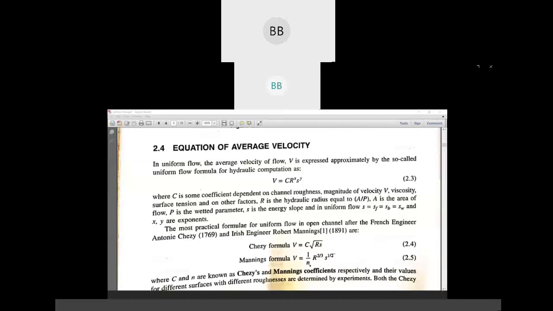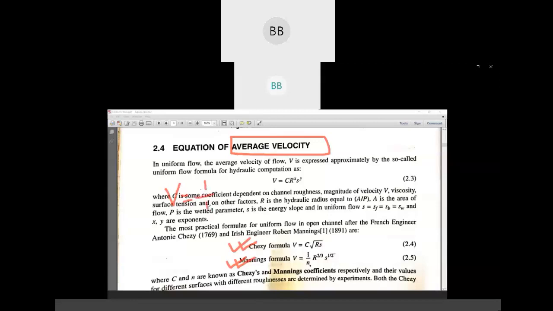Next topic is average velocity. Theoretically we can calculate velocity by two equations. One is Chezy's equation and one is Manning's equation. I think you have already studied these two equations. Most commonly they use Manning's equation.